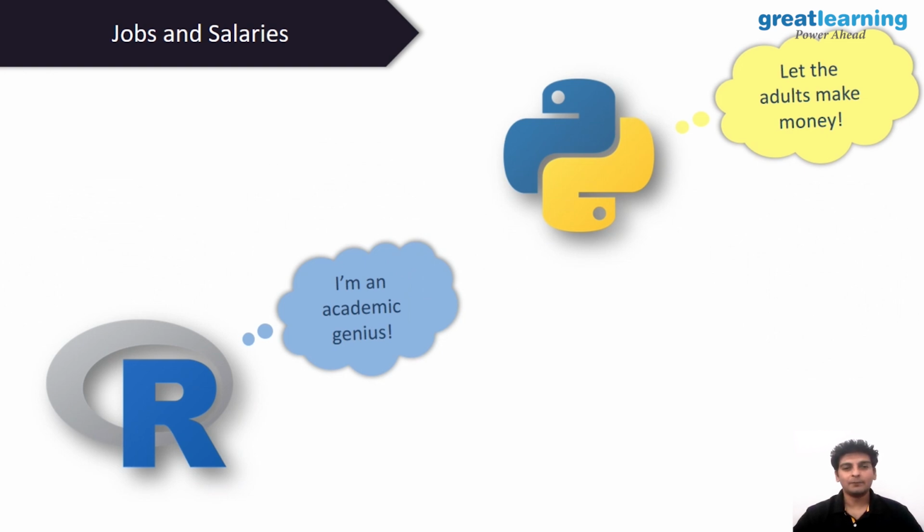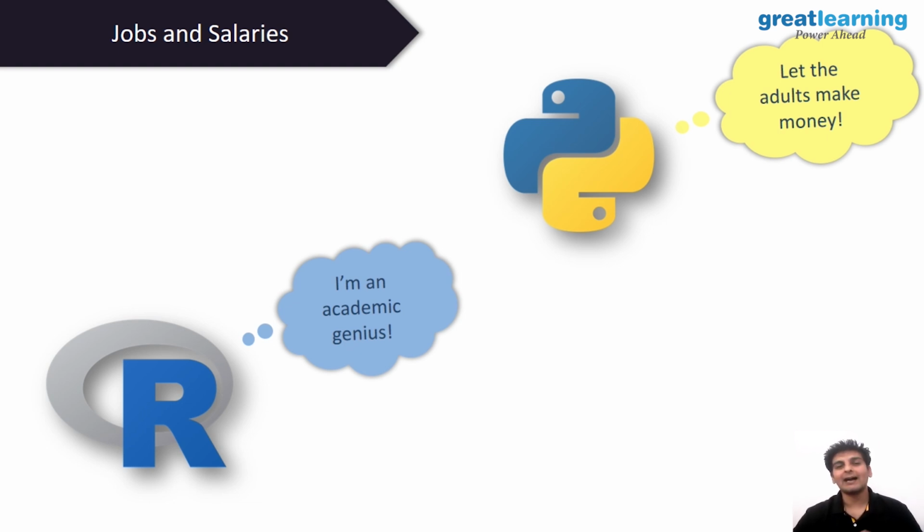Now, the most important part, let's understand jobs and salaries. As I've told you, since Python is a versatile language, you can apply for a lot of different jobs if you have skills in Python. So if you know Python, you can be a web developer, a game developer, a backend developer, and you can also go into the field of analytics. And the pay package for Python jobs is quite good.